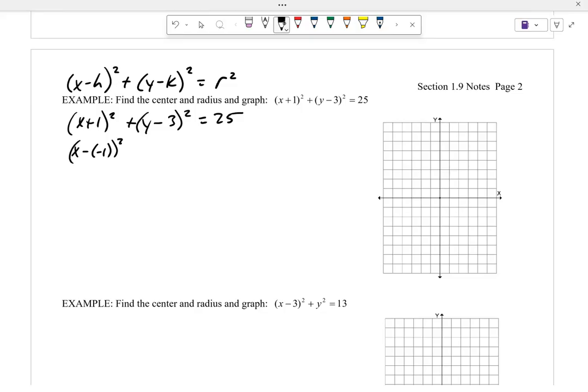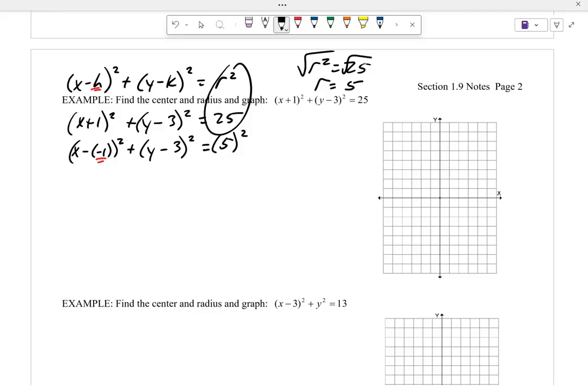So your h here is actually -1, right? Isn't x minus -1 the same thing as x plus 1? So the h follows that minus. So the h is -1. Y minus the k, so the k would be 3 here, equals r squared, right? If r squared is 25, then r is plus or minus 5, but it's a length, so it's just the positive 5.